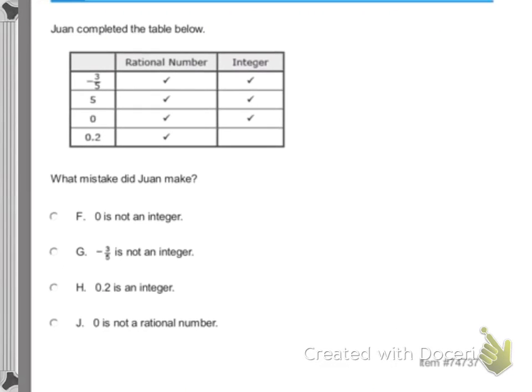Juan completed the table below. What mistake did Juan make? Okay, so let's look here. So we have negative 3/5. That's irrational because I can put it in a fraction, but is it an integer? Well, from what I've told you earlier, you cannot have fractions or decimals in integers, so that's wrong. Okay, so that's the mistake right off the bat. 3/5 is not an integer. The answer is G. Everything else would be correct.